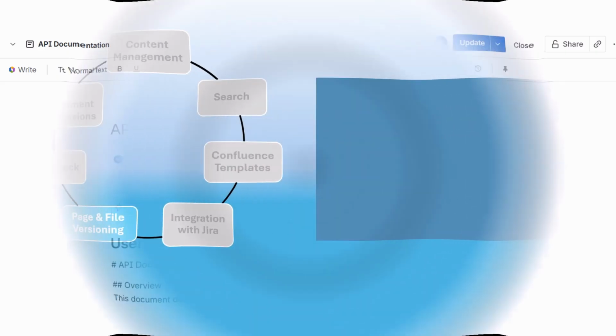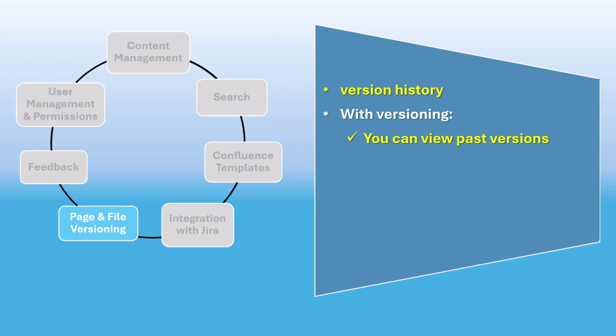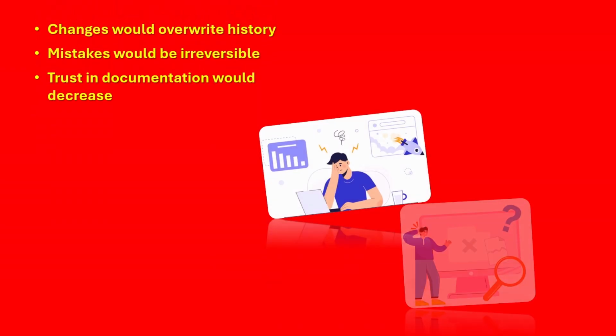Since Confluence is a collaborative tool, multiple users edit the content frequently. To manage this, Confluence automatically saves the version history, because changes need to be tracked and mistakes need to be reversible. With versioning, you can view the past versions, compare the changes, and restore older versions. For example, if someone accidentally deletes important information, you can restore it instantly. So this ensures data safety and accountability.